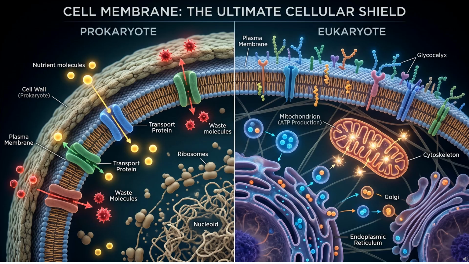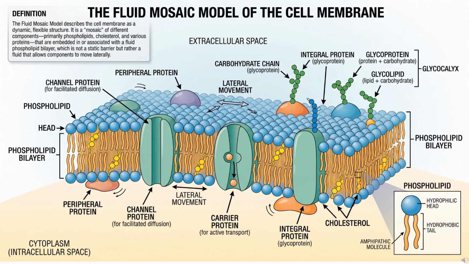Today, we are stripping down the molecular armor of both worlds to see who engineered the ultimate cellular shield. Before we look at the differences, we have to look at the master blueprint they both share, the fluid mosaic model. No matter if a cell is an amoeba in a pond or a bacterium living in your gut, its membrane is made of a phospholipid bilayer.